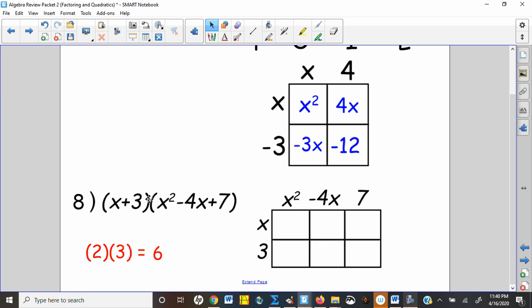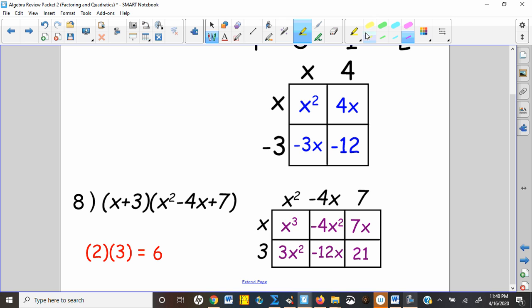If you need that tool to keep track of the pieces, once you get far enough along in math, you'll start finding other ways to make sure that you're not leaving any parts out. But look how quickly this would go. X times x squared, x times negative 4x, x times 7, and then of course the bottom row, you get those values, and then you just go through and you piece things together.